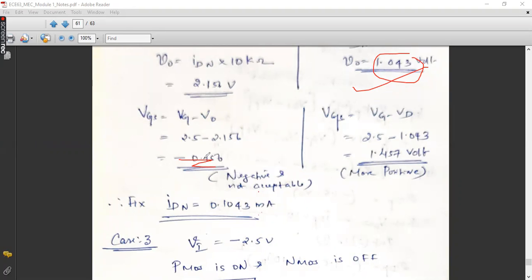There is some mistake over here, a calculation mistake. I think I have taken 2.516. Anyway, your answer will be less positive here, and here it will be more positive. So the current which is contributing towards more positive gate voltage will be considered as our final answer. So 0.1043 milliamp.